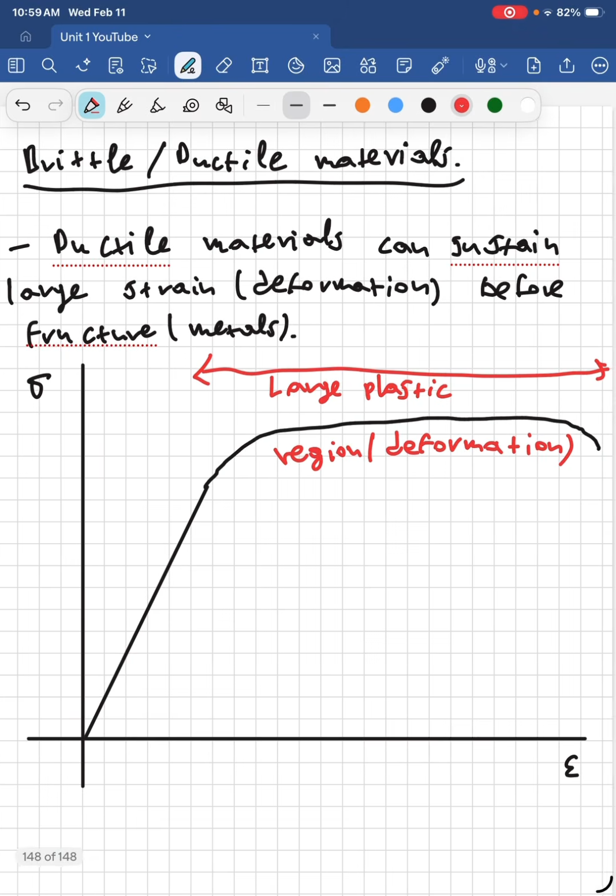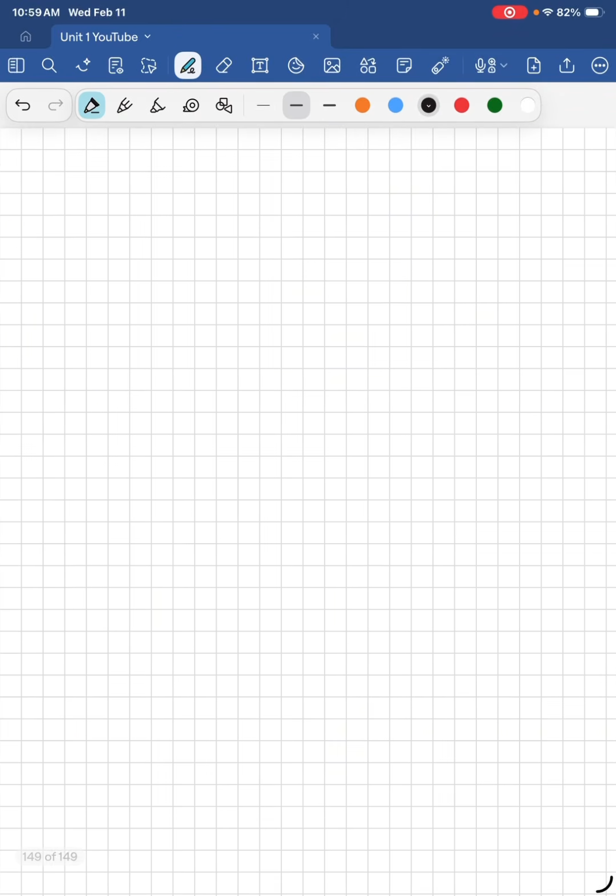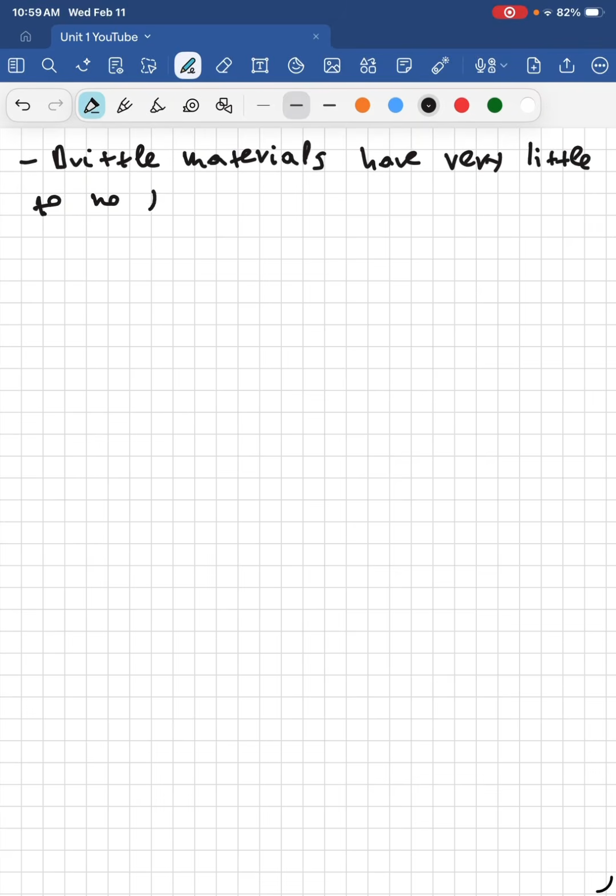All right. Now, brittle materials, usually bricks, concrete, materials like that, stone, marble, that kind of thing. Brittle materials have very little to no yield. So no plastic deformation.